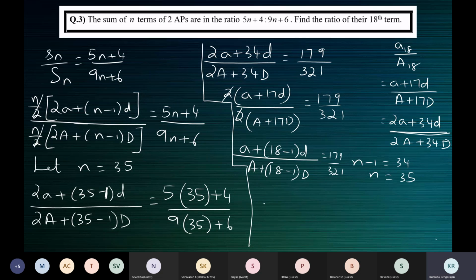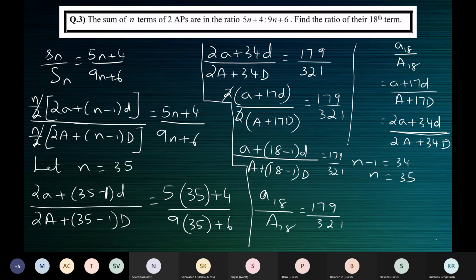A plus n minus 1 into D is the nth term. So A plus 18 minus 1 into D is the 18th term. A18 divided by A18 is equal to 179 by 321. So this is the ratio of their 18th terms. 179 is to 321 is the ratio of their 18th terms. This is your rough work.